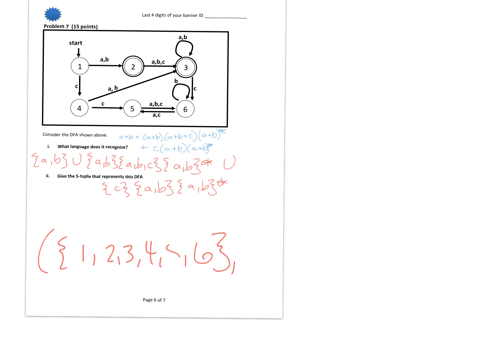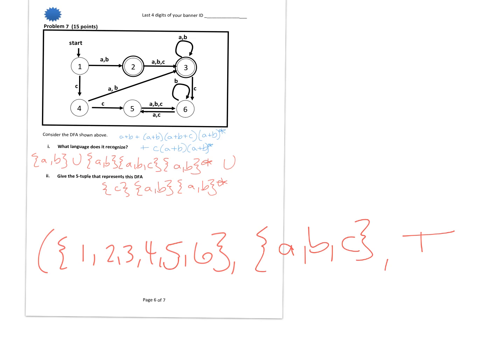How'd the 5 not work there? There's my 5. My alphabet, which again is A, B, C. We need to give my transition table T, but if I'm not mistaken, the transitions on this DFA are exactly the same as the ones on the previous problem.